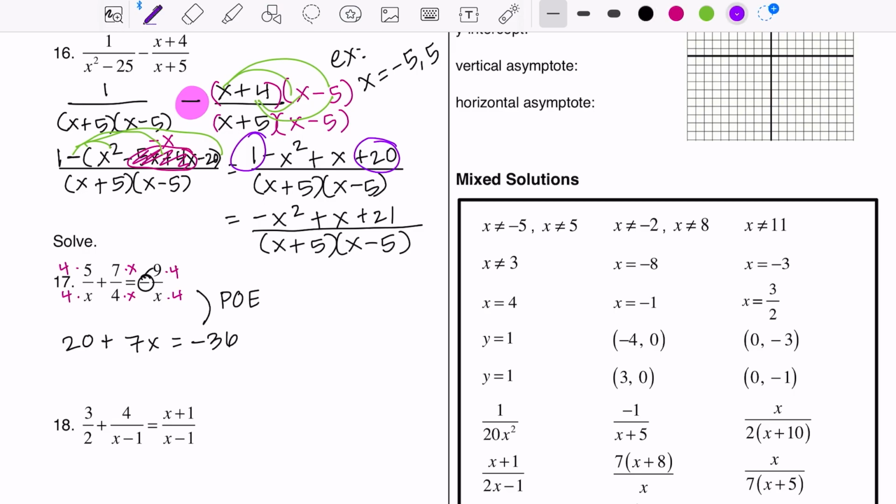And then same old, minus 20. And then that gives us 7x equals negative 56. Divide by 7. And then x equals negative 8. The only excluded value was 0, so this is a good solution.